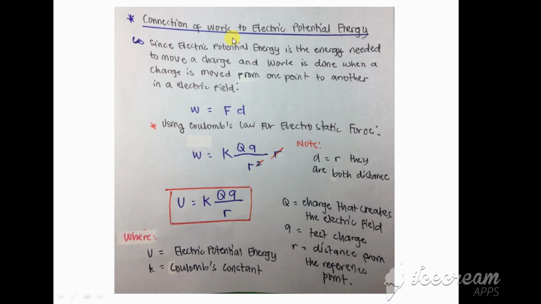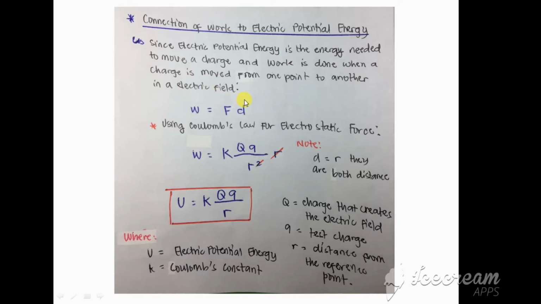Since electric potential energy is the energy needed to move a charge, just like potential energy is the energy needed to do work, electric potential energy is the energy needed to move a charge. And work is done when a charge is moved from one point to another in an electric field.